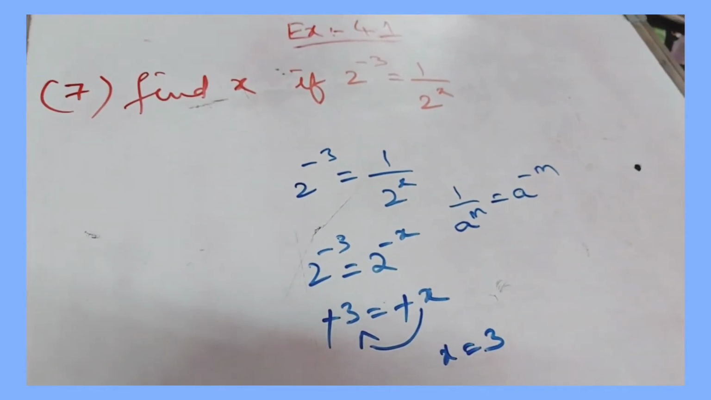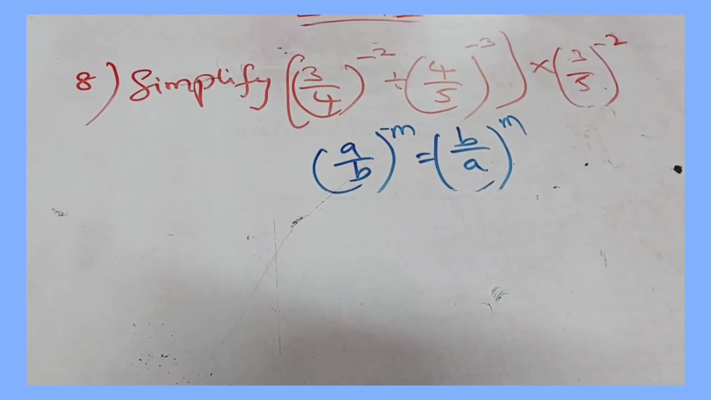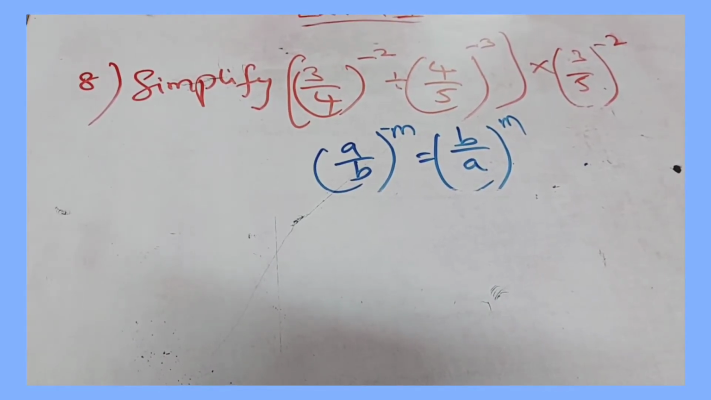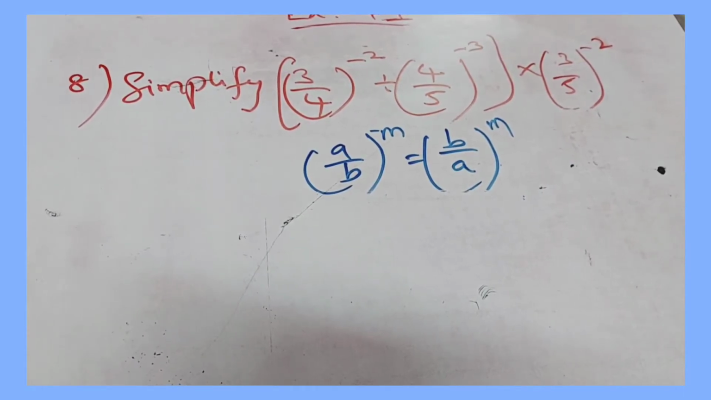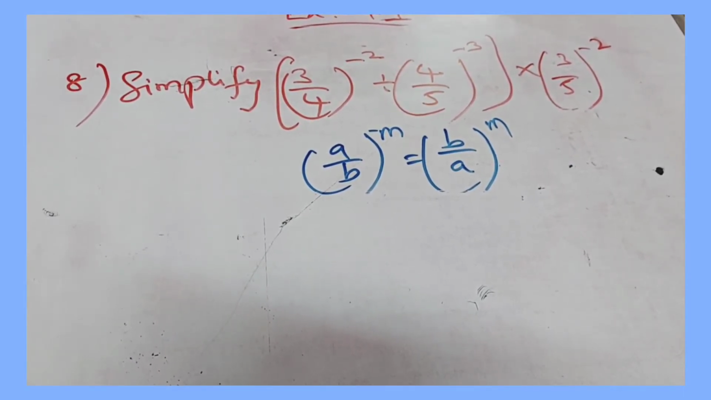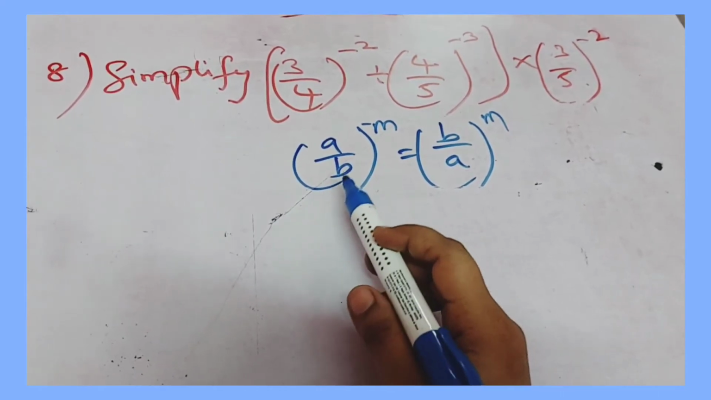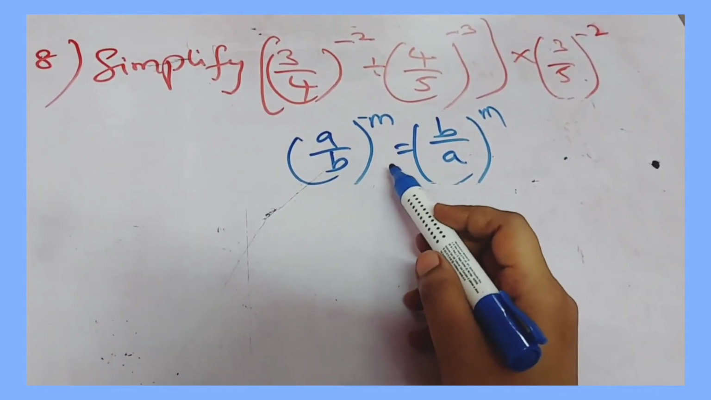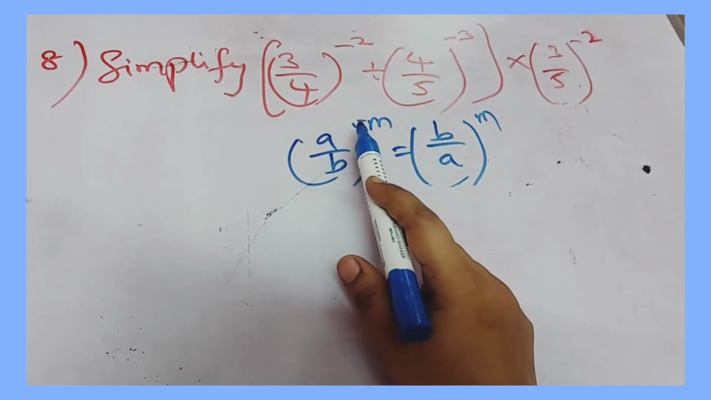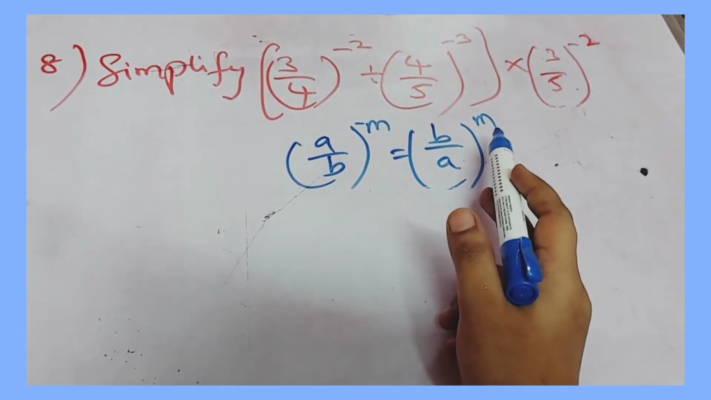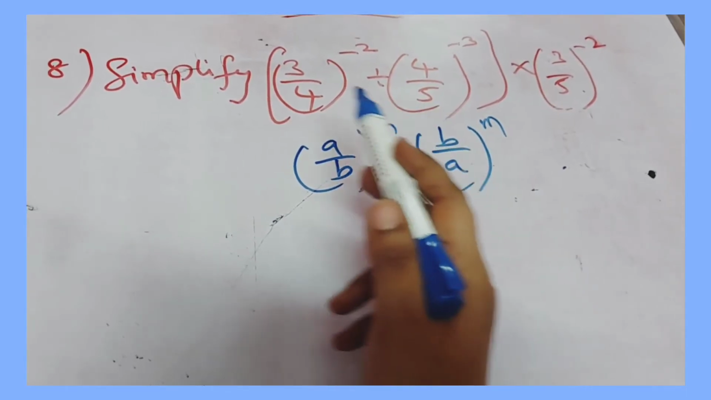Eighth sum is simplify (3 by 4) whole power -2 plus (4 by 5)^(-3) into (3 by 5) whole power -2. So again, what identity you have to take here? (a by b) whole power -m is equal to (b by a)^m. You have to take the reciprocal b by a, then you have to remove this minus, and take it as m. So here also you do the same.